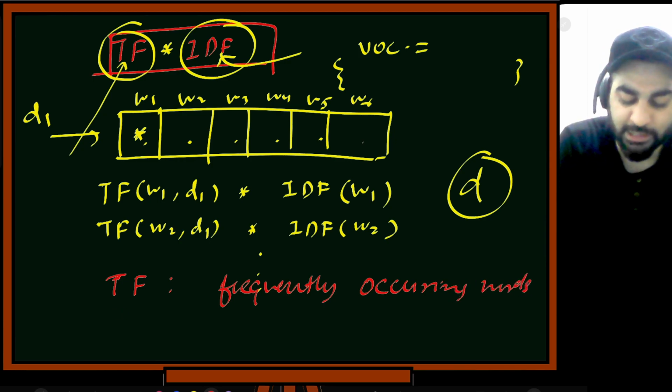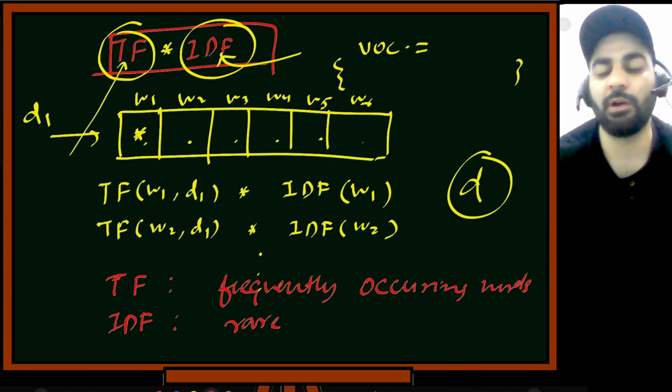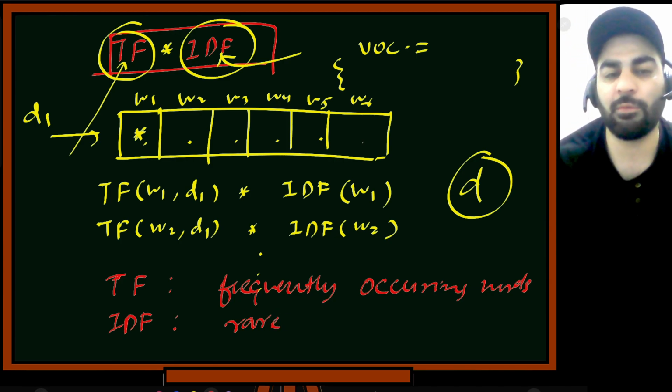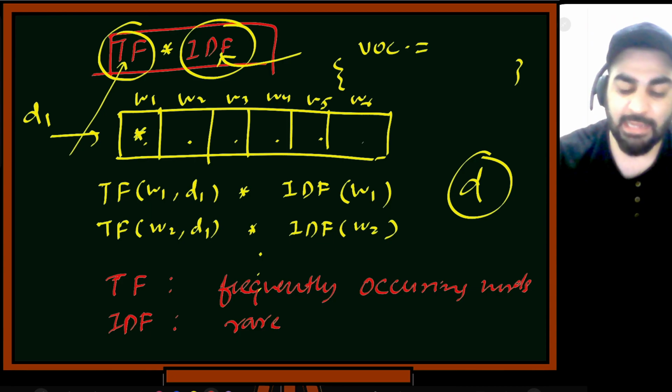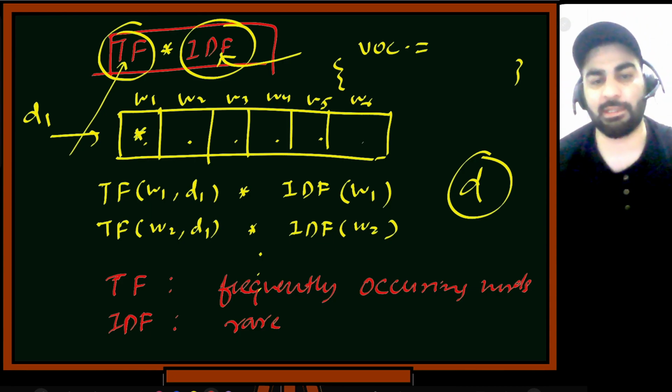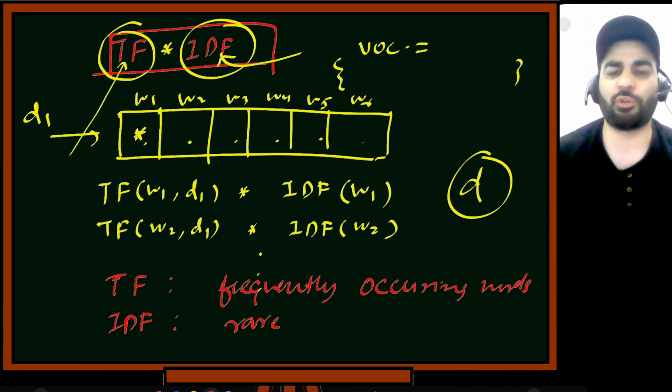Okay, and if you see this inverse document frequency, it tells you if a word is rare, it assigns a higher value to the words which are really rare. And then I apply this log. Now I'll tell you why I apply this log: because log is a monotonic function.